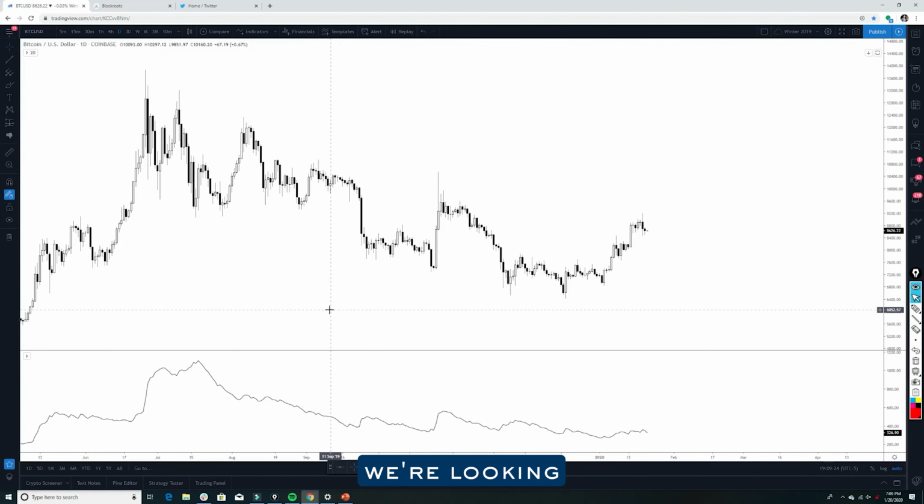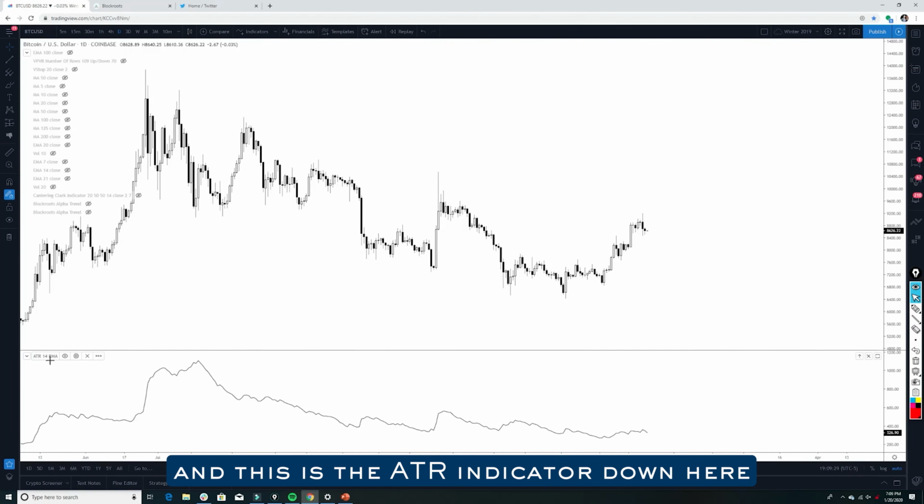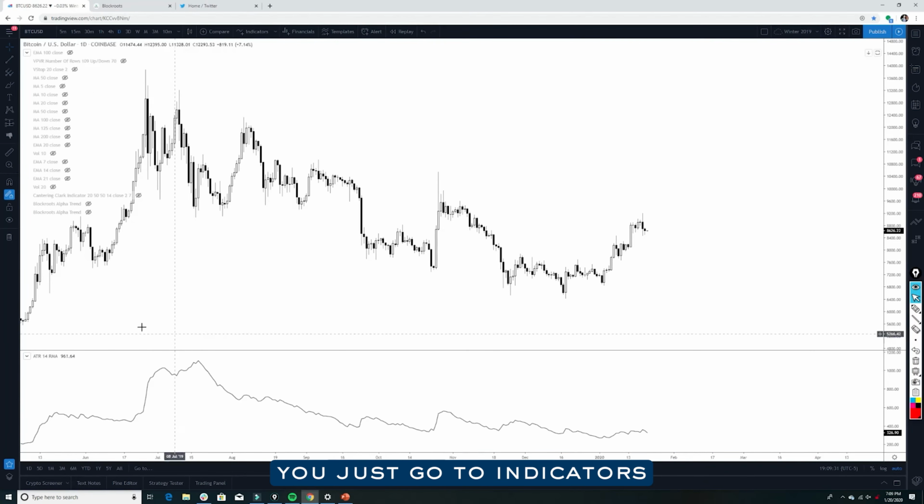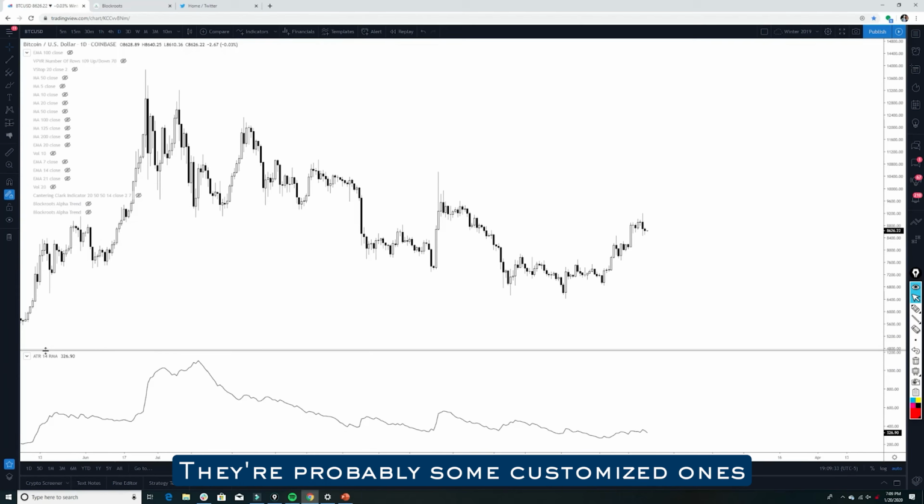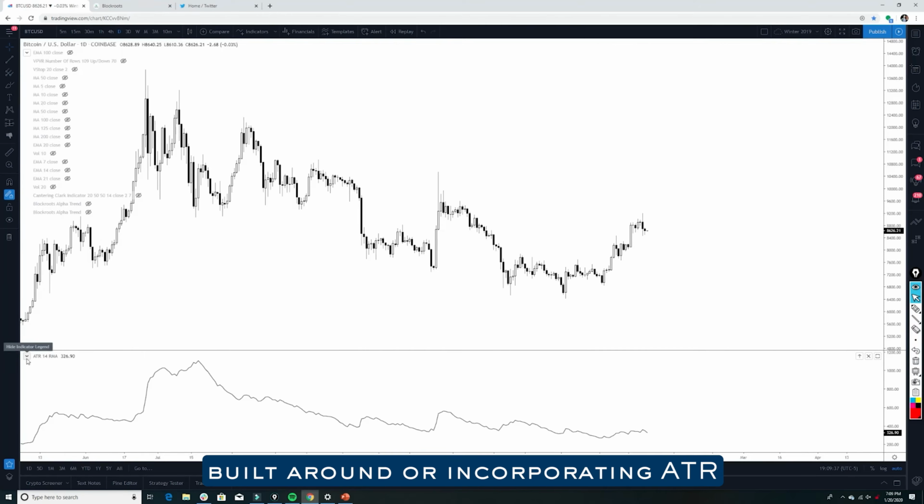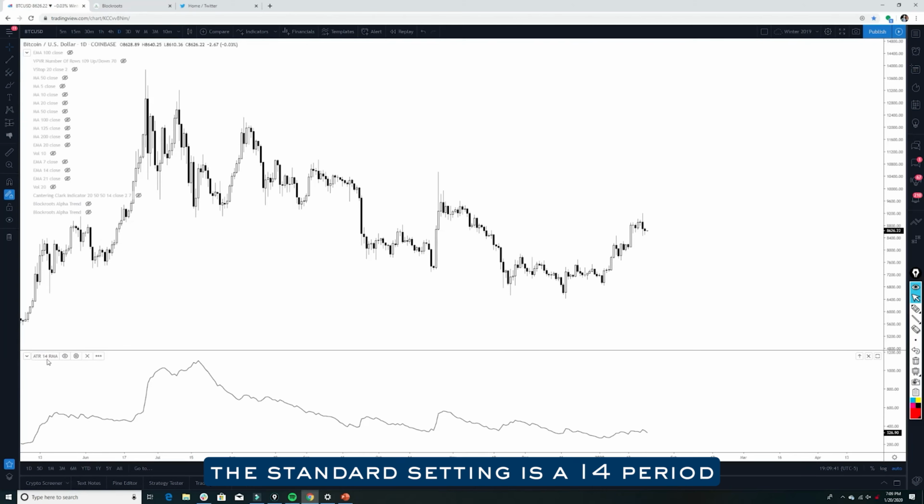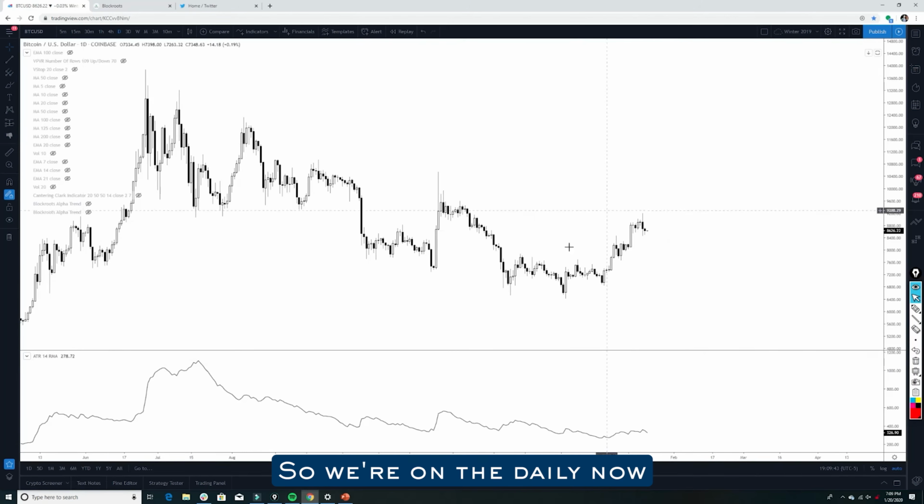All right, guys, so here we're looking at a daily chart of Bitcoin, and this is the ATR indicator down here. You just go to indicators, search for the standard ATR. There are probably some customized ones that offer signals and strategies built around or incorporating ATR, but just go with the standard one. Again, the standard setting is a 14 period. So we're on the daily now, so it's taking 14 daily bars to compute this.